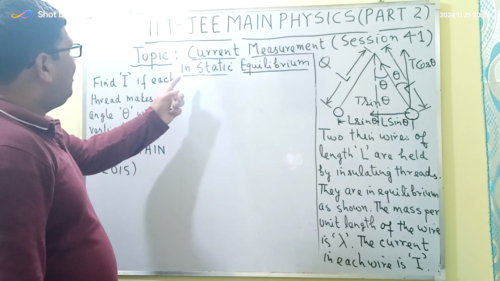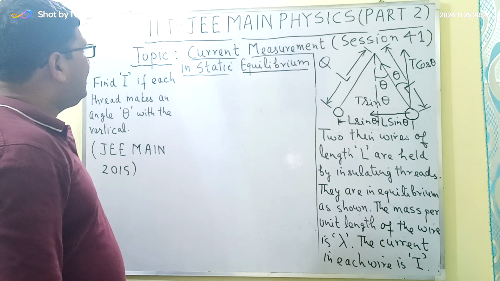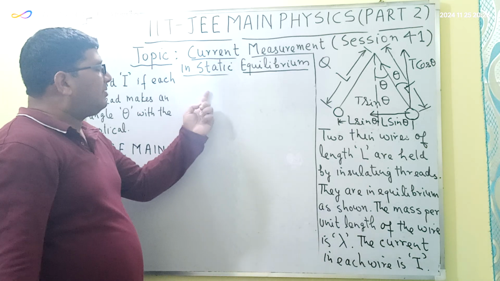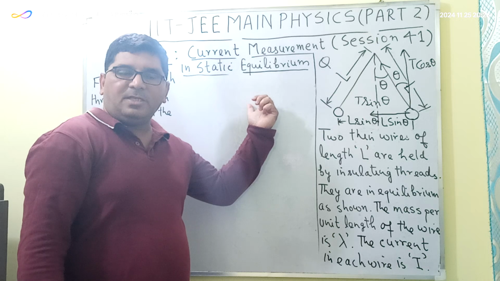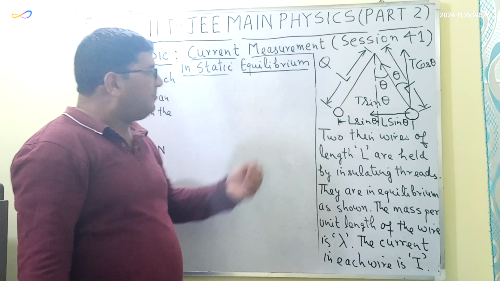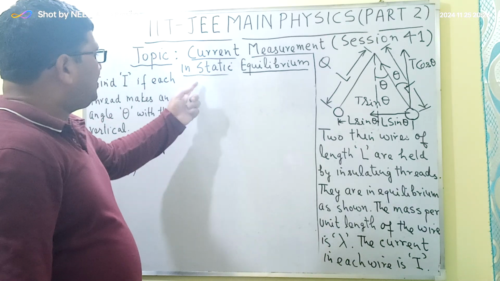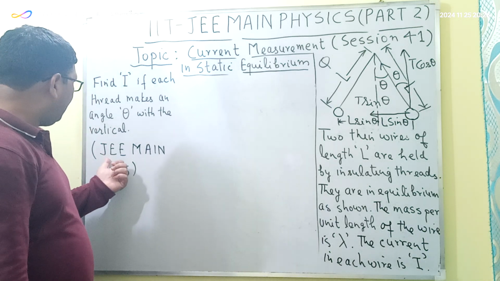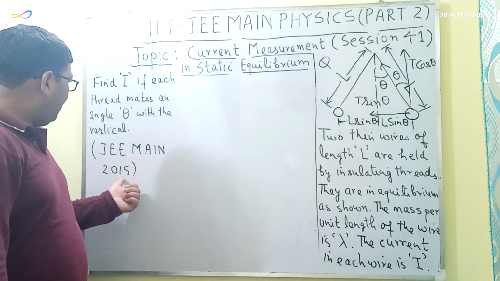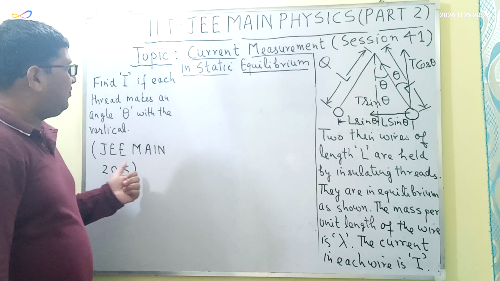The topic for today's session is current measurement in the case of static equilibrium, and the chapter is the magnetic effect of current. Based on this topic, I have selected one question for this session, which was asked in the IIT-JEE Main examination in the year 2015.